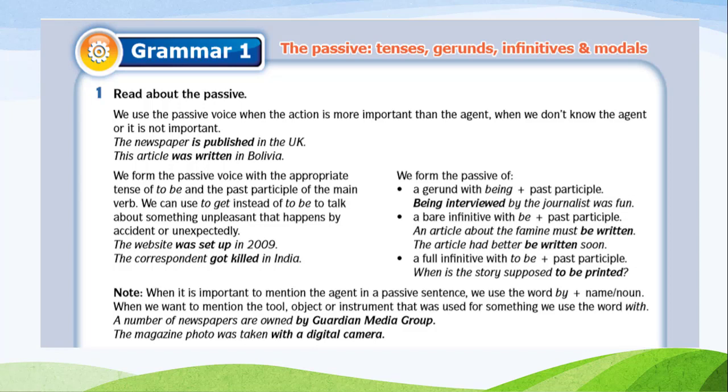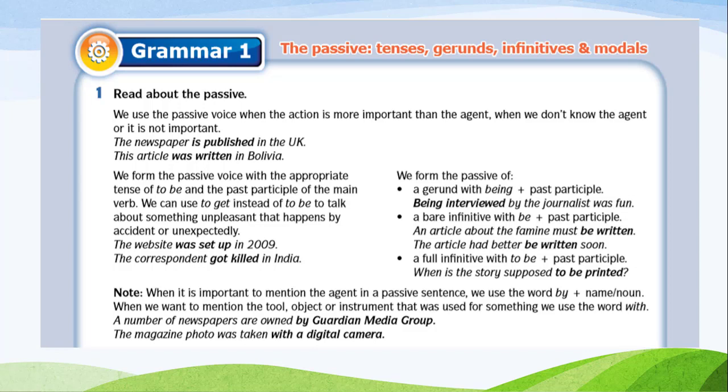Okay, the notes there. When it is important to mention the agent in a passive sentence, we use the word by plus the name or the noun. When we want to mention the tools, object or instrument that was used for something, we use the word with. Okay, ada perbezaan kat situ bila awak nak mention nama, you have to use the word by. Nama ataupun kata nama, you have to use by. Meanwhile, if you want to mention about tools, perkakas, object, benda or any instrument, you have to use the word with.